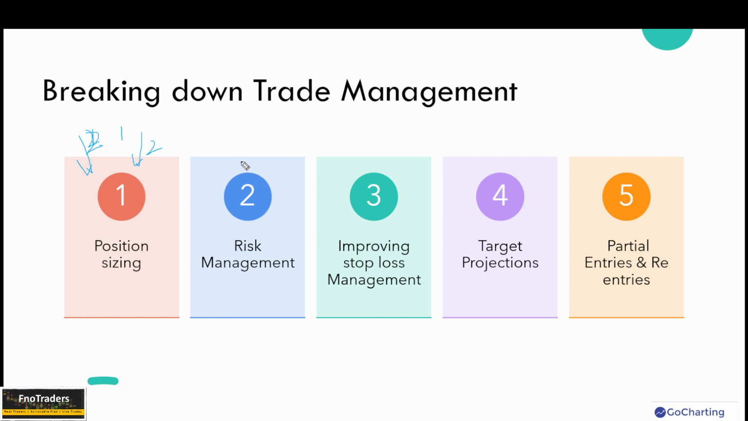Risk management is how much am I risking per trade? Simple: do I risk 2%, 5%, 1%, whatever, depending on your risk appetite. Each one has his own choice. Then improving stop loss management. Let's say my moving average system stop loss is at 100 points right now, and price is here. Do I wait for the crossover?